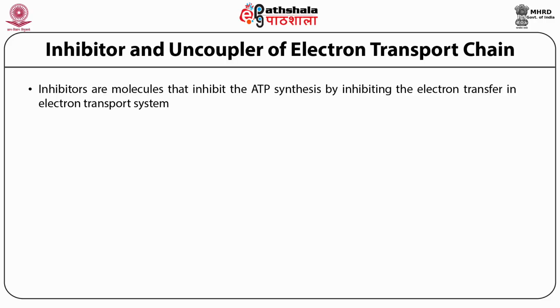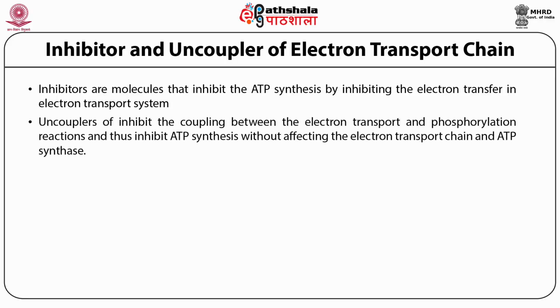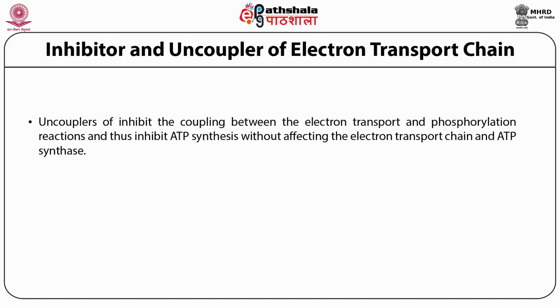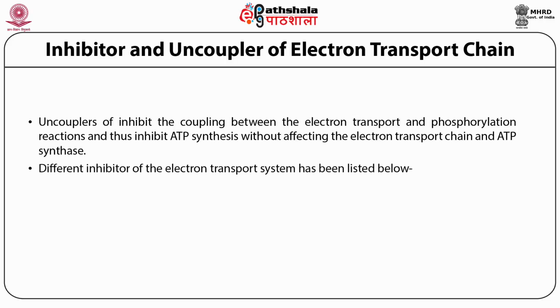uncouplers also inhibit ATP synthesis, but the mechanism is totally different. Uncouplers inhibit the coupling that is responsible for ATP synthesis. So coupling where? Between electron transfer and phosphorylation step. Therefore, uncoupler inhibits the ATP synthesis by breaking the interaction between electron transfer and phosphorylation, while inhibitor inhibits the ATP synthesis by blocking the electron transport system. Similarly, we will have different electron transport inhibitors and uncouplers.